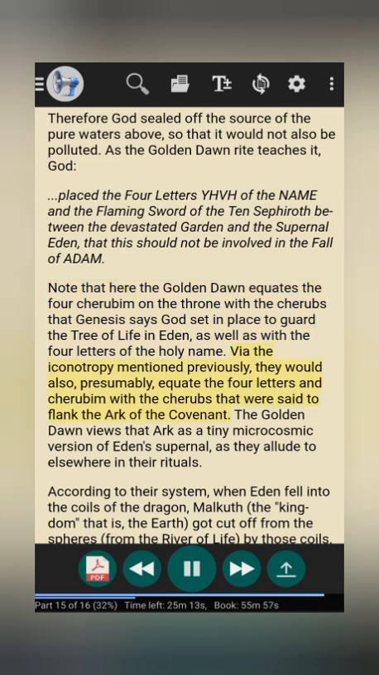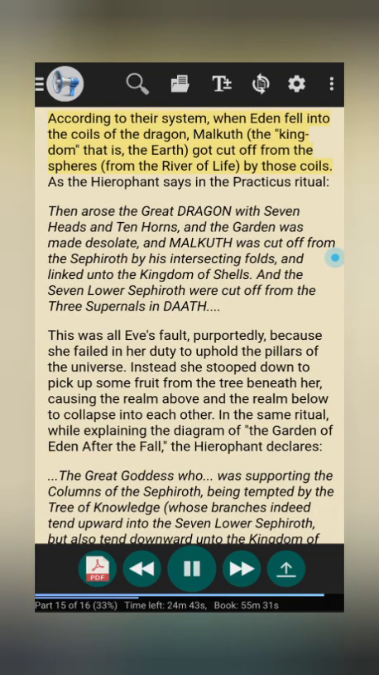Via the iconotropy mentioned previously, they would also, presumably, equate the 4 letters and cherubim with the cherubs that were said to flank the Ark of the Covenant. The Golden Dawn views that Ark as a tiny microcosmic version of Eden's supernal, as they allude to elsewhere in their rituals. According to their system, when Eden fell into the coils of the dragon, Malkuth, the kingdom that is the earth, got cut off from the spheres from the river of life by those coils.